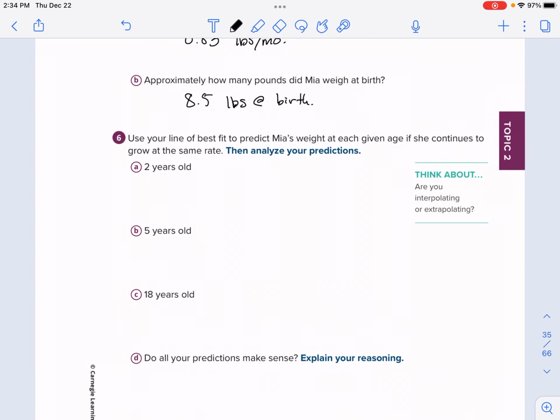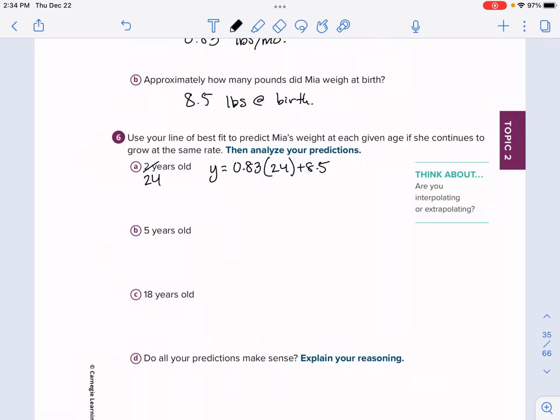So for this first one, well, actually, let's read this. Use the line of best fit to predict Mia's weight at each given age if she continues to grow at the same rate. So number 2 years old. Now keep in mind we're measuring in terms of months. So instead of 2 years old, how many months is that? That is 24. So we're going to put y equal to 0.83 times 24 plus 8.5. All right, so for time's sake, we're just going to multiply this out using a calculator.